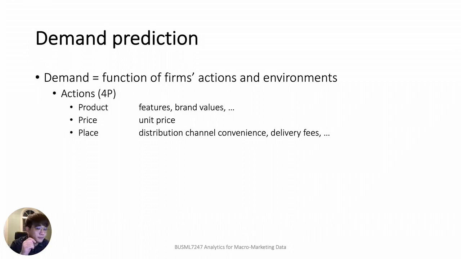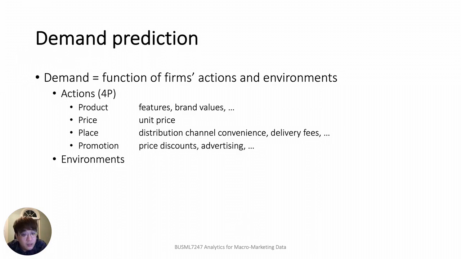Third, place. It is about where the transaction happens. Even though the product quality and price are really good, demand could be low if it is difficult to buy. Fourth, promotion. This includes all of campaigns and activities to promote sales, like price discounts, coupons, advertising, and so on. Decisions about these 4 P's determine the demand of a product, given environment.